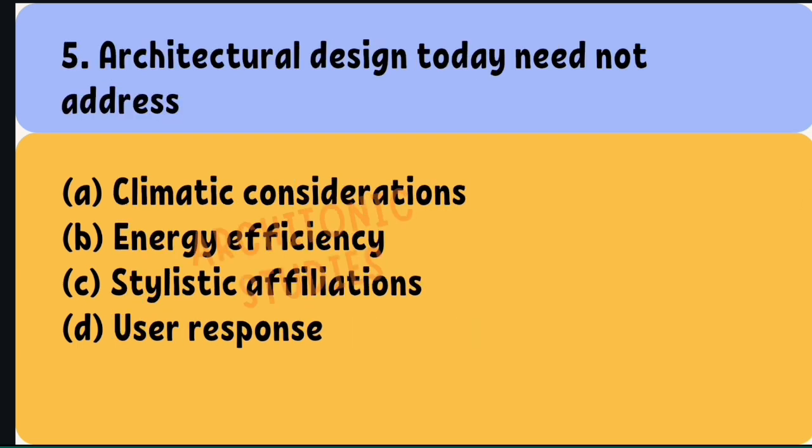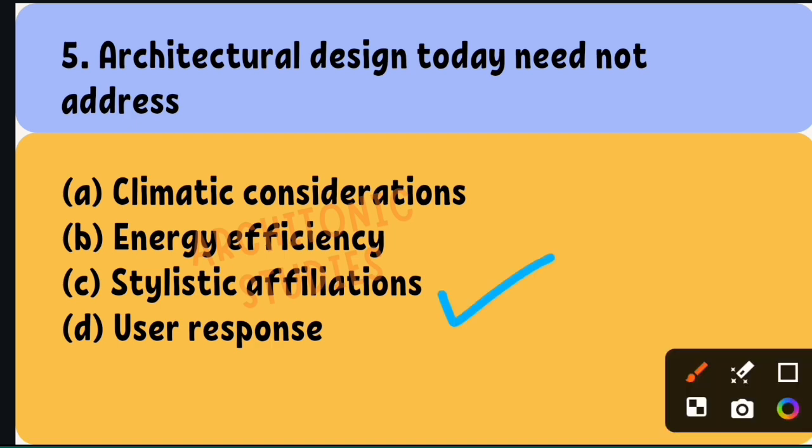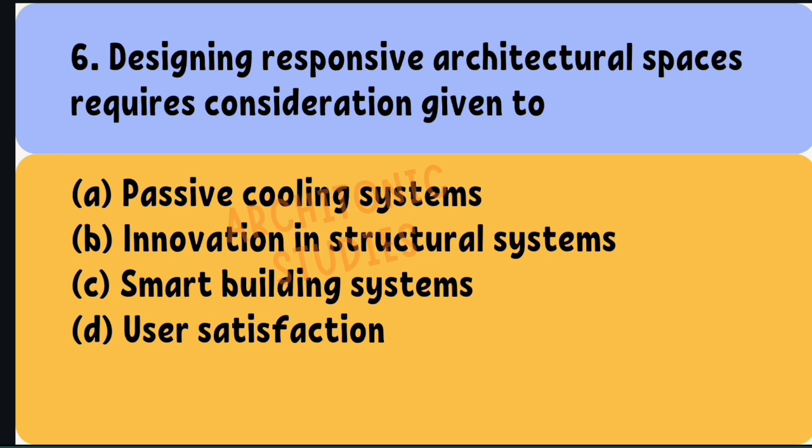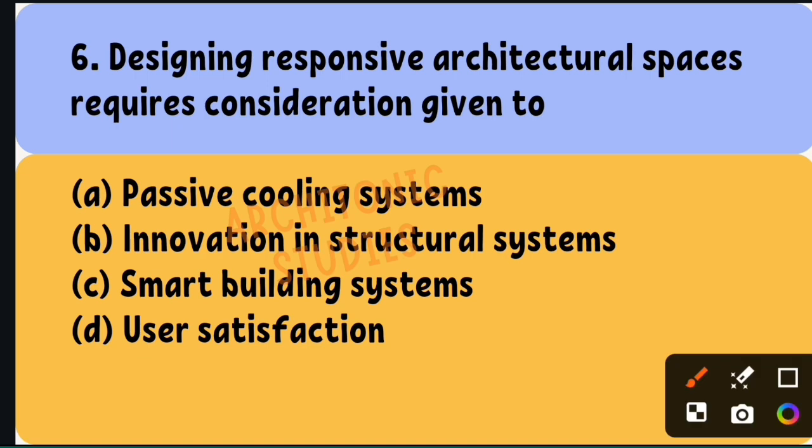Next, architectural design today need not address: climatic consideration, energy efficiency, stylistic affiliation, users response. And the answer is the C. Next, designing responsive architectural space requires consideration given to: passive cooling system, innovation in structural system, smart building system, user satisfactions. And the answer is the user satisfactions.